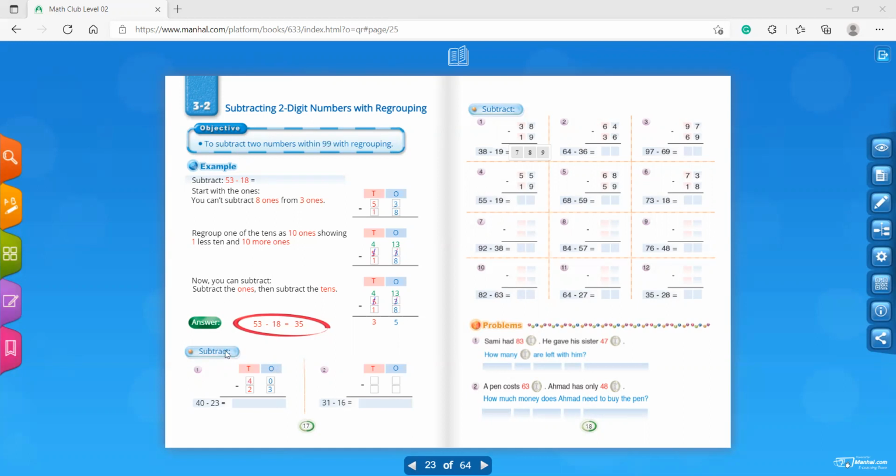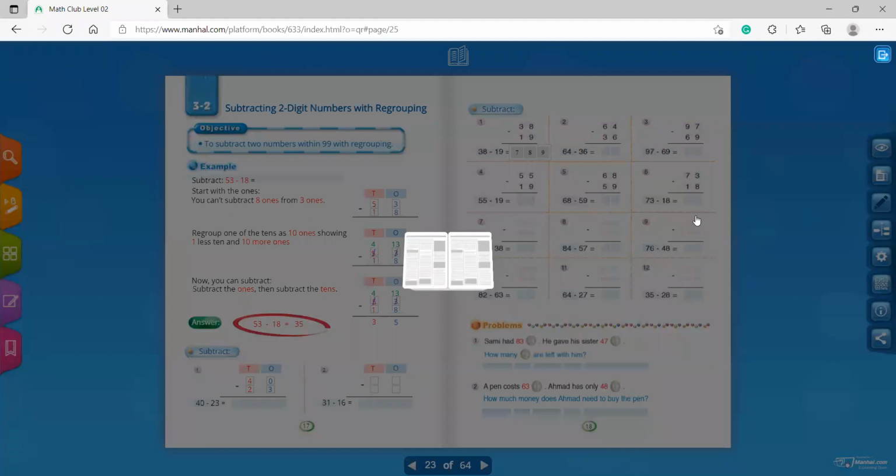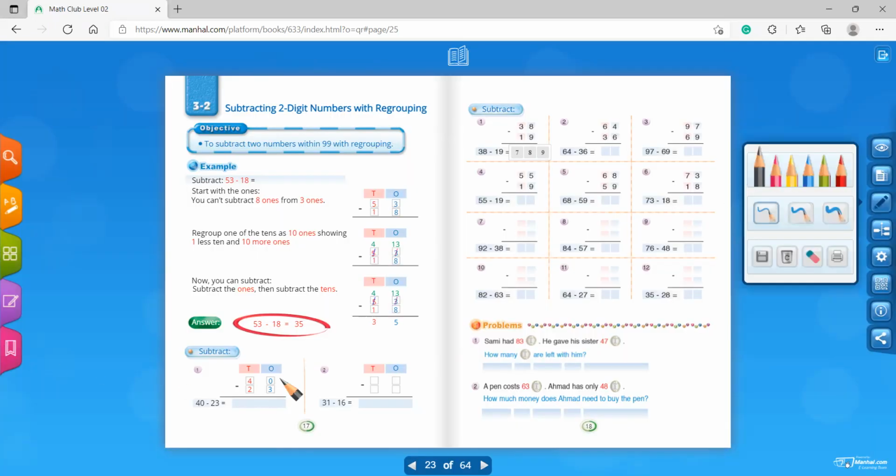Now, let's move to the next example. What do we have here? 40 minus 23. What do we have in the ones digit? 0. And in the ones digit here, 3. Can we subtract 3 from the 0? No, we can't. So we will go and ask for help. The 0 will become what?